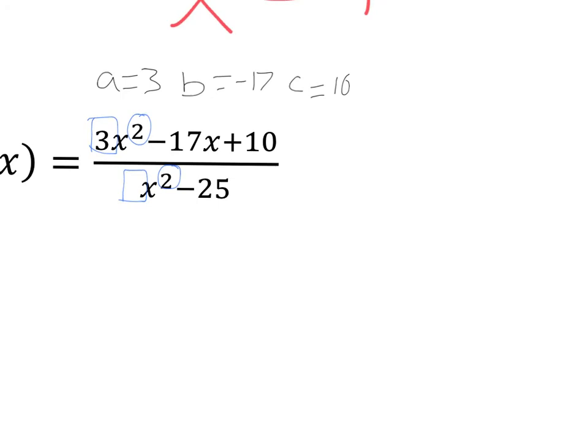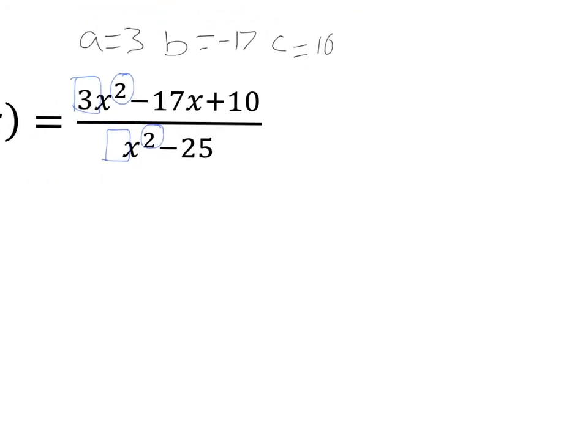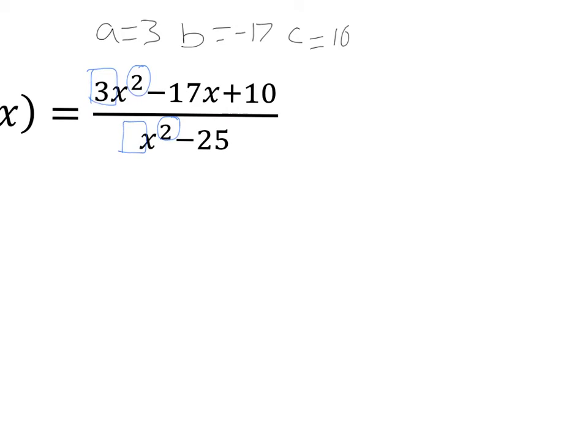Using those numbers, we're going to find our factors. So, 3 times 10 is 30. We're looking for numbers that multiply together to get 30 and add together to get negative 17. Those numbers are negative 15 and negative 2. Multiply together to get positive 30, add together to get negative 17.